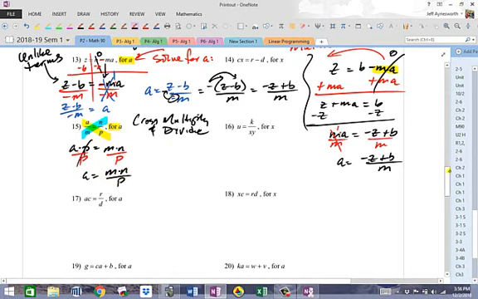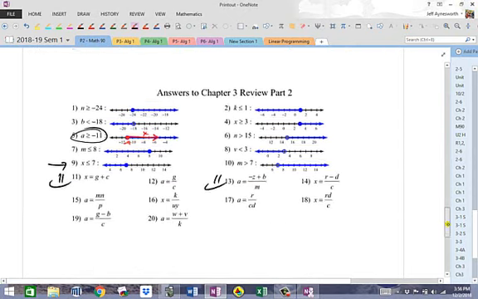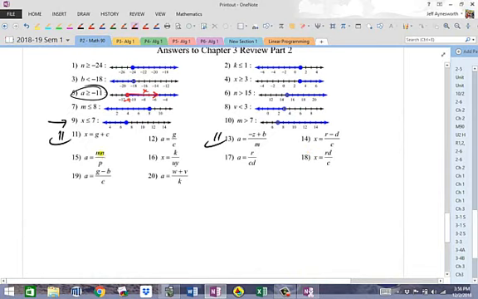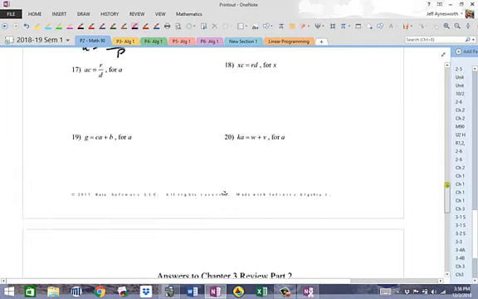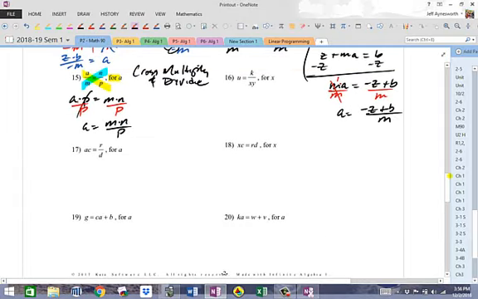And if you check number 15, let's check it. m times n divided by p. It's right here, mn divided by p. So I got 15 correct. All right, here we go. Next one. Got to solve for a again.